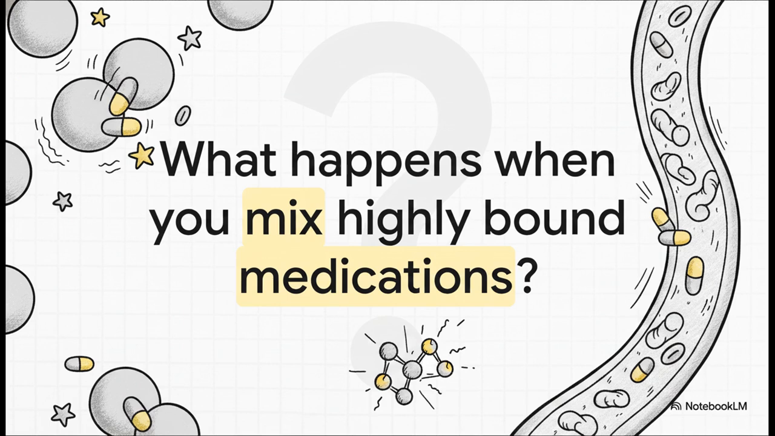But because they hog so much space on these proteins, if you take them alongside other highly bound medications, the NSAIDs will physically shoulder check those other drugs right off the albumin. That floods your system with dangerously active levels of the secondary medication. It is a profound drug-drug interaction risk.